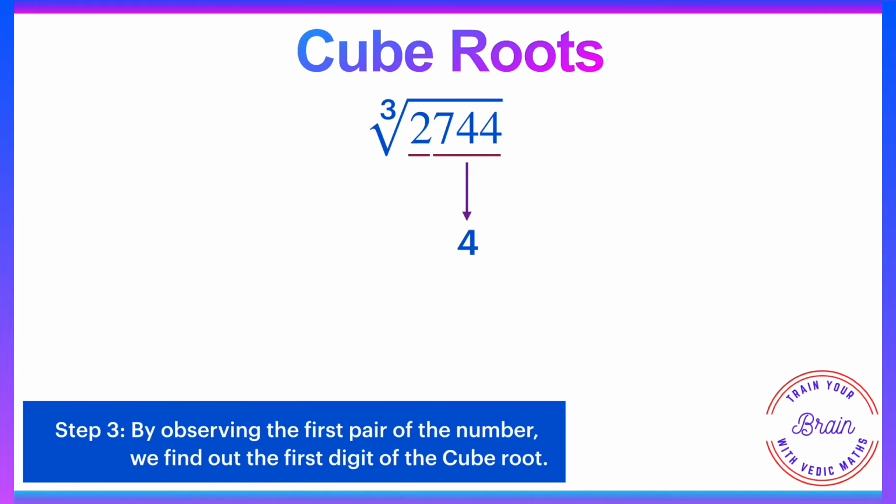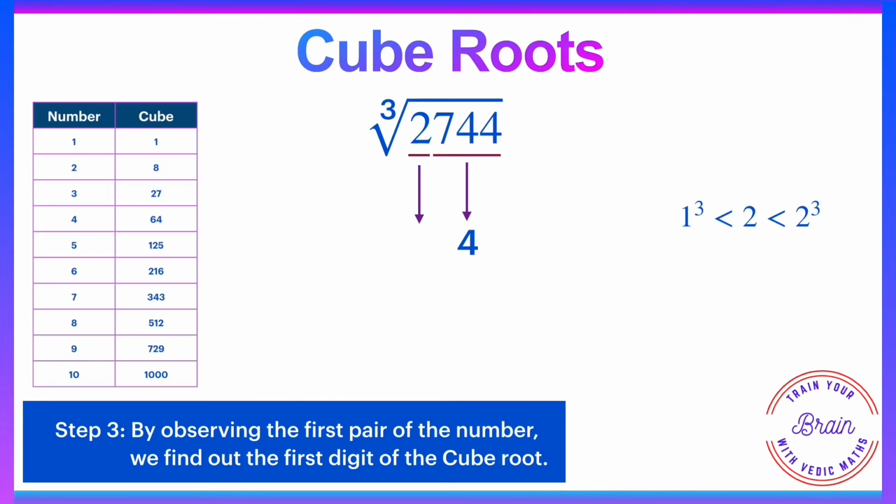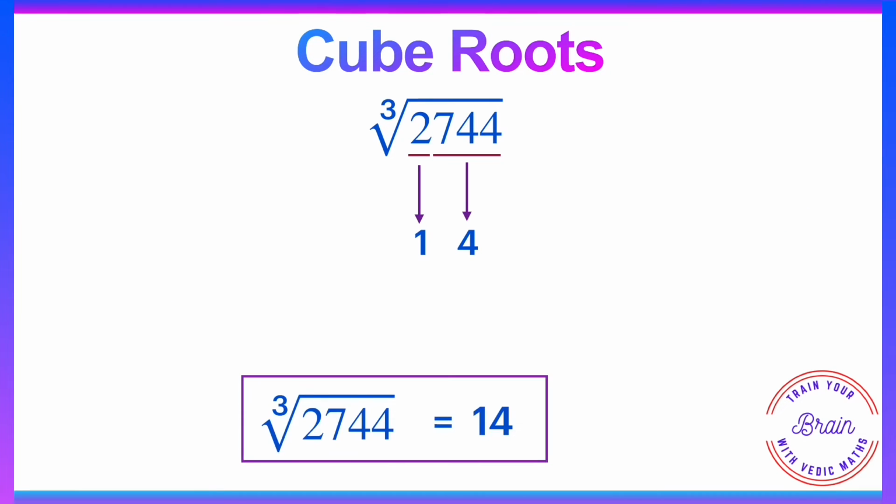In the third step, by observing the first pair of the number, we find out the first digit of the cube root. 2 is first pair of the number. 2 lies between the two numbers, cube of 1 and cube of 2. So the tens place digit of our cube root is 1. We always go for smaller digit. Then the cube root of 2744 is 14.